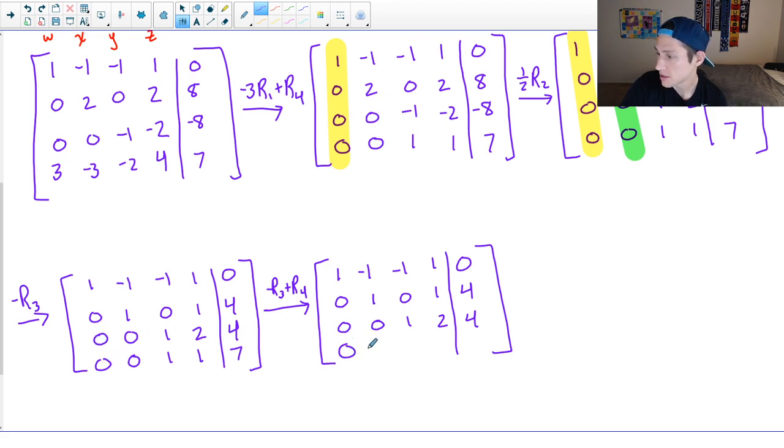Zero, because negative 0 plus 0 is 0. Negative 0 plus 0, also 0. Negative 1 plus 1, 0. Negative 2 plus 1, negative 1. Negative 2 times 4 is negative 8. Negative 8 plus 7, negative 1. Okay, so now I want this. I got 1 zeros, 1 zeros, 1 zeros. So now last thing is I just want to turn this into a positive 1.